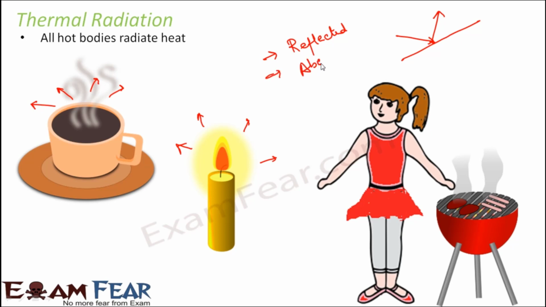The second thing is absorbed. That means it falls on an object and it is taken inside. So basically the heat comes inside that object, so that object is going to get hotter. The temperature of the object will increase. And the third thing that can happen is it can get transmitted. That means the heat will pass through that object and get into some other thing. So one thing is it will get reflected. In that case, the temperature of that object will not increase.